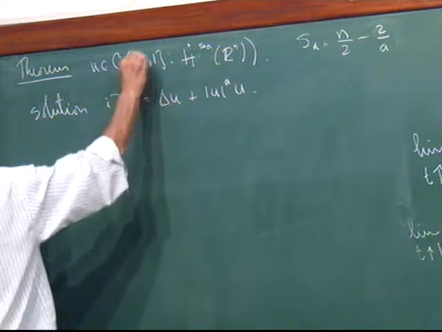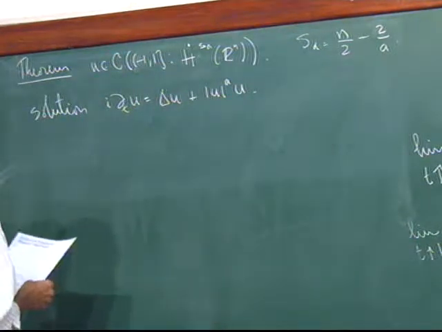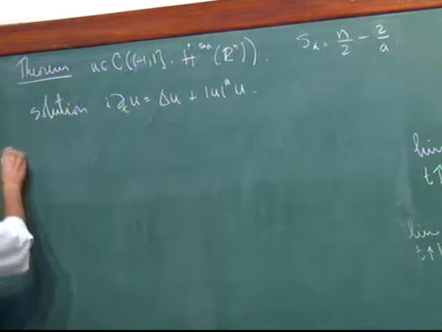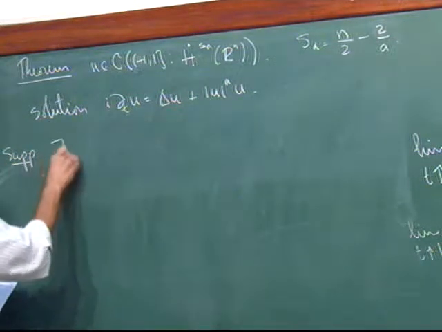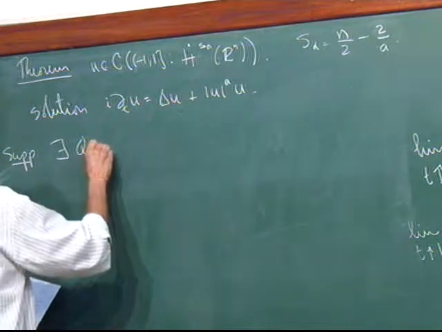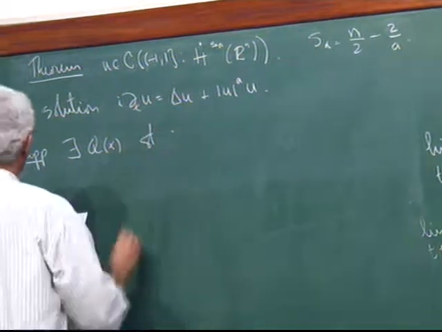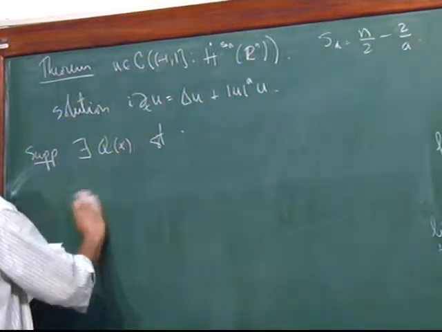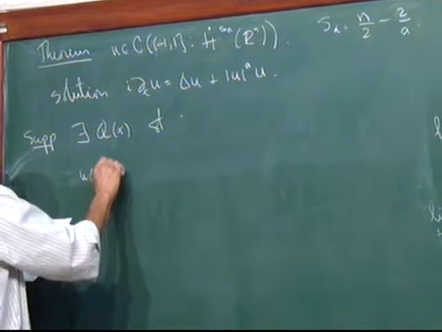Let's do it like this because it's going to be easier. Suppose that there exists a function Q such that the solution that you have blows up in this way.